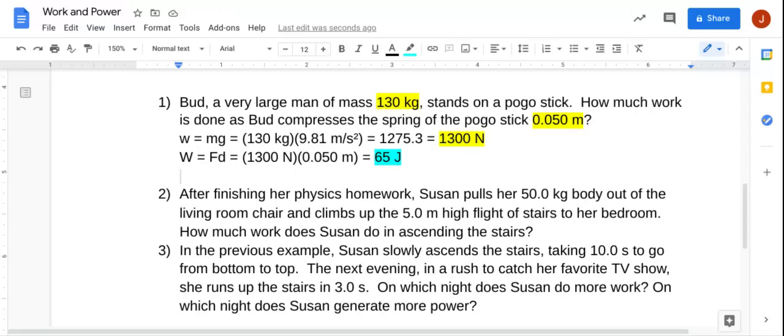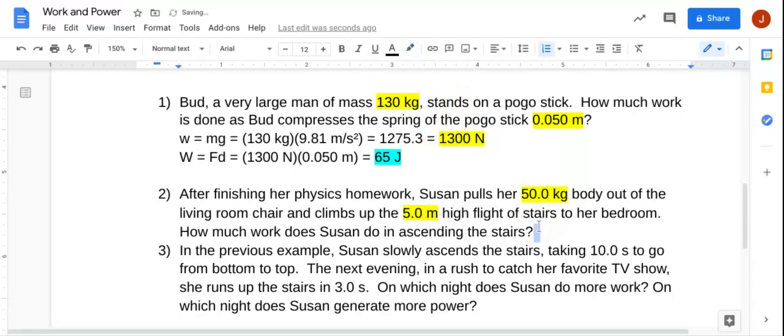After finishing her physics homework, Susan pulls her 50.0 kilogram body out of the living room chair and climbs up the 5.0 meter high flight of stairs to her bedroom. How much work does Susan do in ascending the stairs? Well, I'm going to go ahead and highlight my givens first. So I'm going to highlight her mass and a distance.